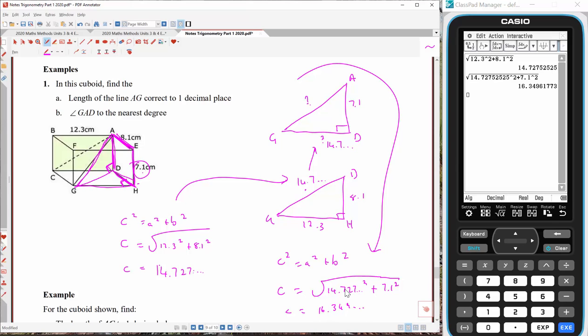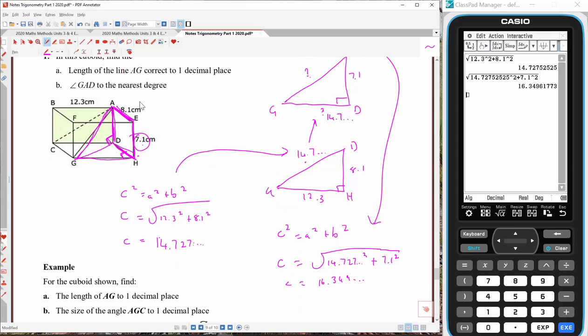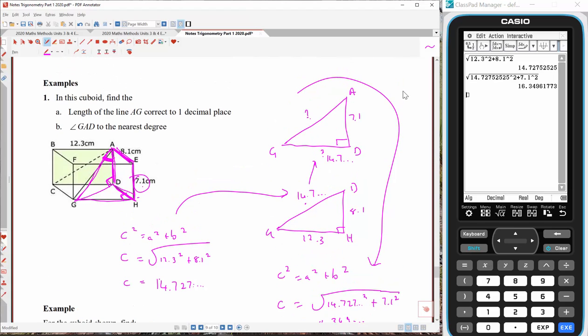16.349... So we need to find AG, so we're going to say that therefore AG is 16.3 centimeters long. All right, now we need to find angle GAD. So that's GAD. That's this angle here. So we need that angle there. So let's mark it in here, GAD. That would be this angle here.